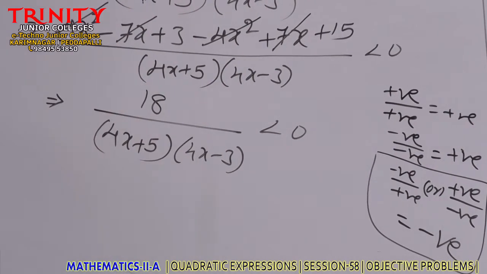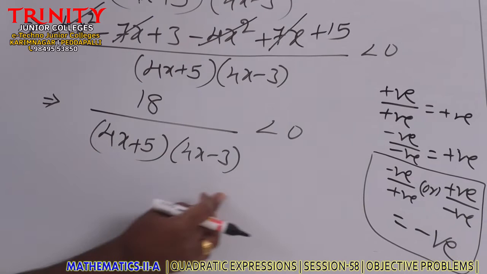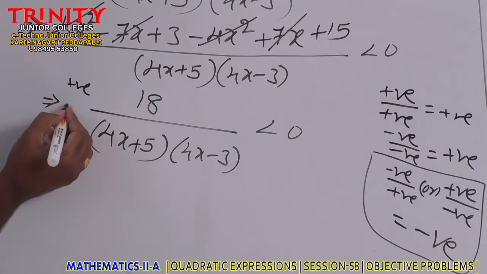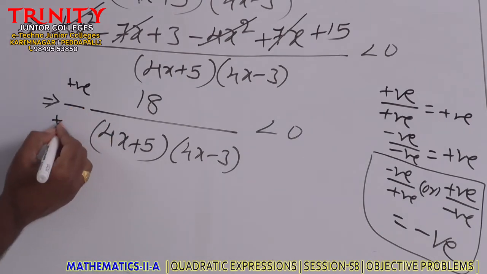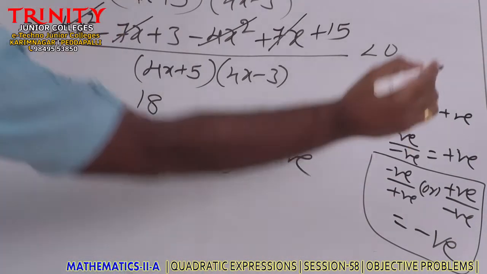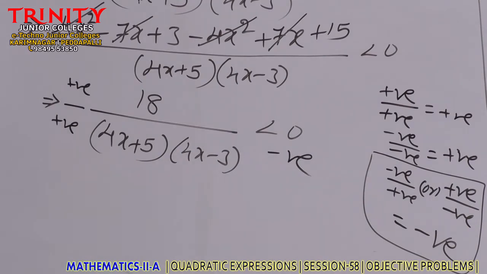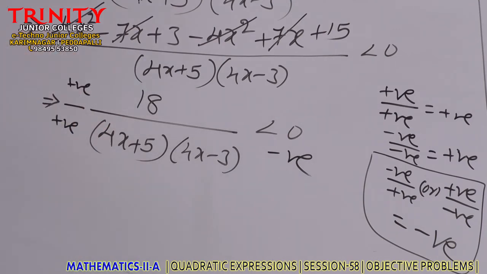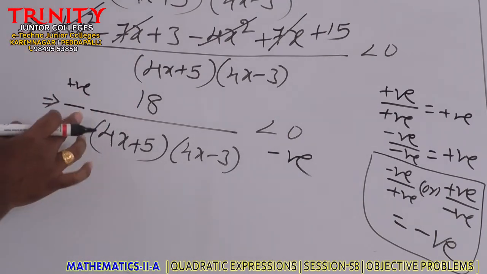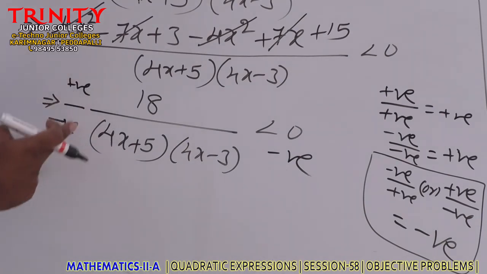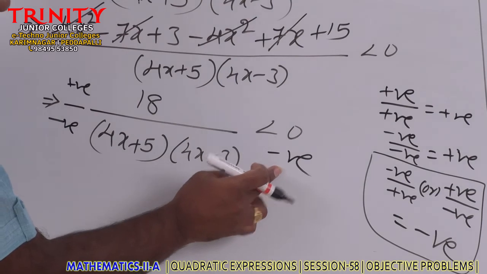18 is always positive. If the denominator is also positive, then it is possible to get positive by positive less than 0, which is a negative quantity, or not? It is a contradiction. Therefore we can't consider the denominator as negative... 18 is always greater than 0. Therefore the other alternative is compulsory: we have to take the denominator part as negative. Then positive by negative is nothing but negative, or not.